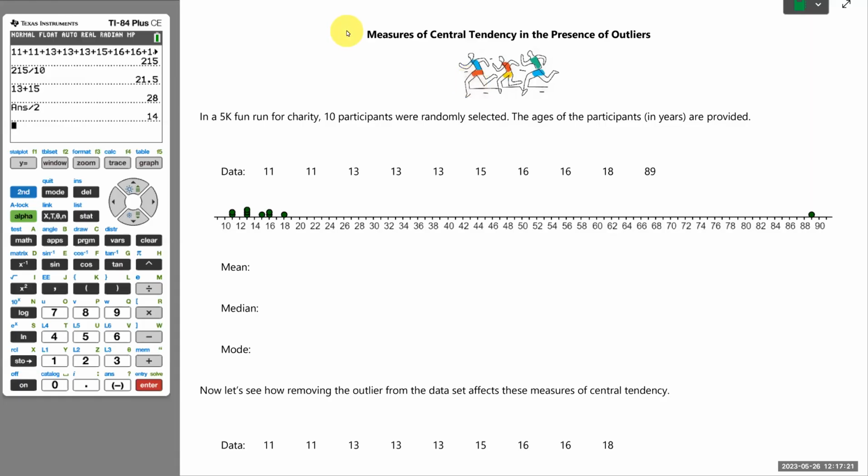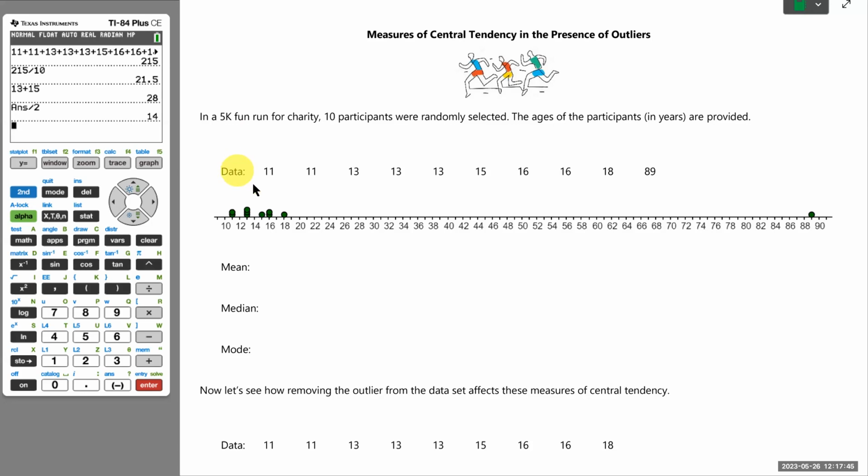Welcome. We're going to take a look at measures of central tendency and introduce a new word called an outlier. So let's take a look at an example. In a 5K run for charity, 10 participants were randomly selected, and the ages of those participants in years are provided. I've gone ahead and sorted the data to make it a bit easier.